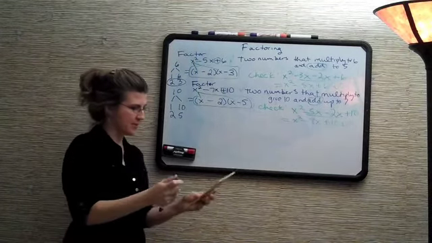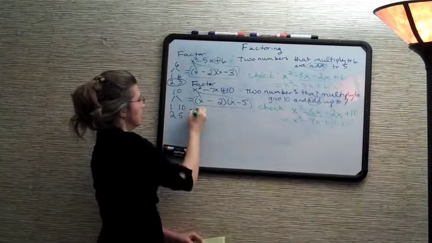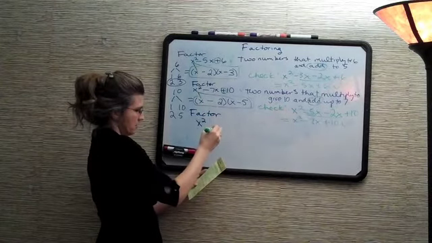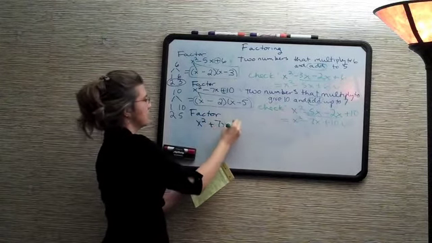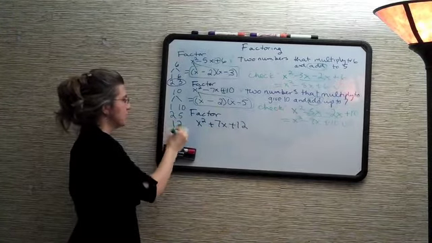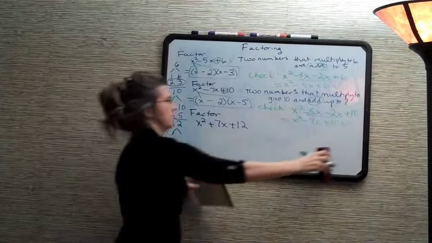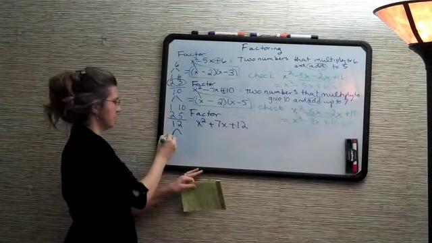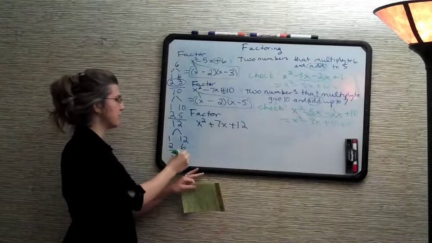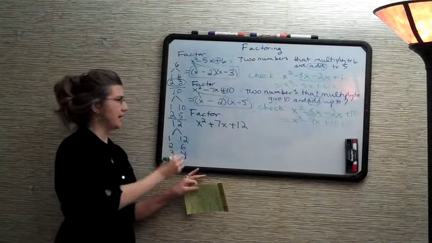Alright, let's look at another example. Suppose that we have to factor x squared plus 7x plus 12. What are the factors of 12? We're going to want two numbers that multiply to 12 and add up to 7. 12 has 1 and 12 as factors, 2 and 6, and 3 and 4. Which pair of those going across add up to 7?